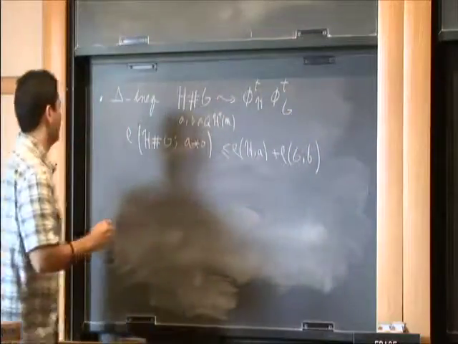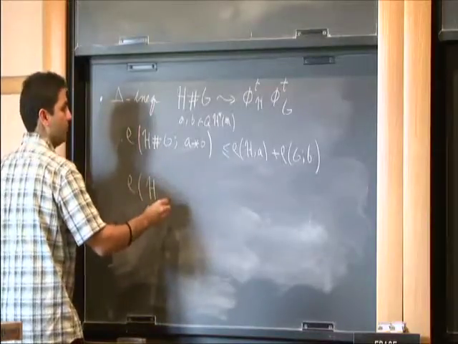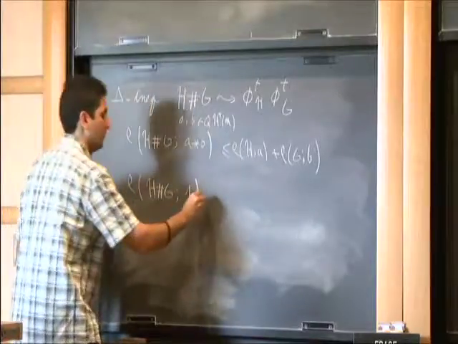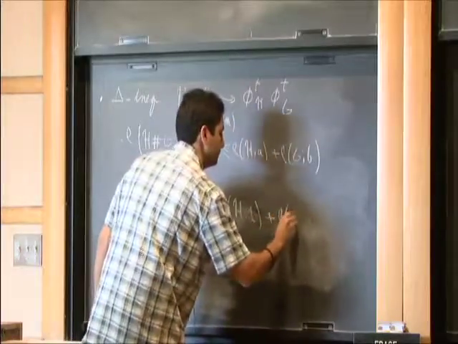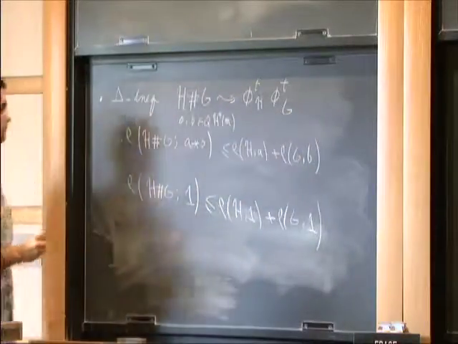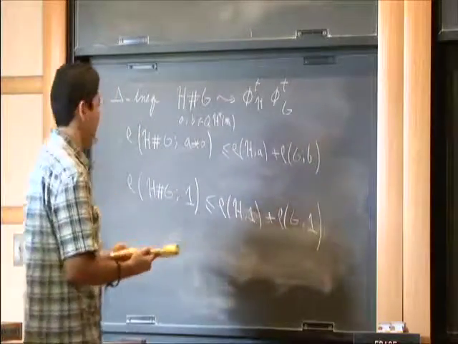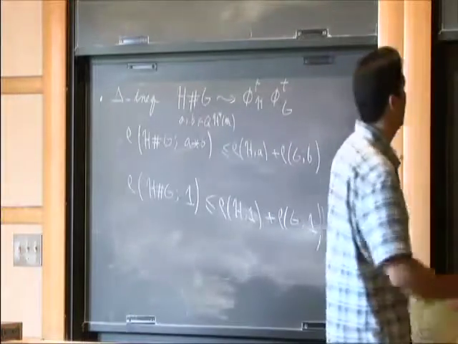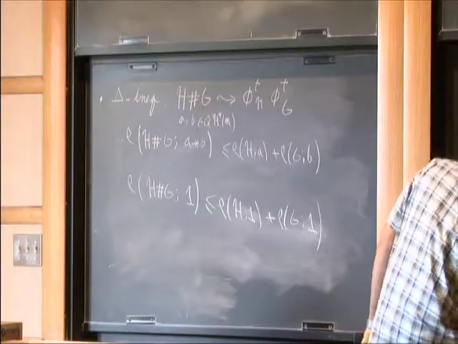So you get this inequality. And the case I'll be using is this one. Say A is equal to B, and that's equal to 1. So rho of H sharp G; 1 is less than or equal to rho of H; 1 plus rho of G; 1. This is a really nice and important property. And one more property that I want to state is called the spectrality property of these invariants.